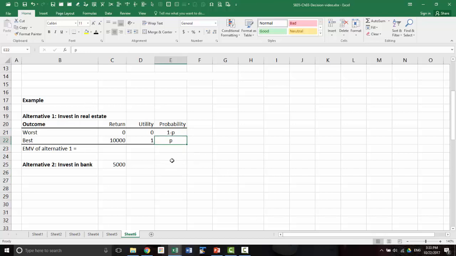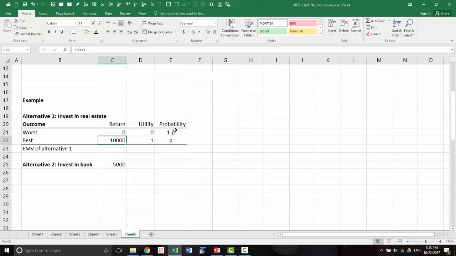Suppose this probability is 0, which means you're never going to make $10,000, you're always going to make 0. Then of course you're going to prefer $5,000. You take that money and you would not bother to take this gamble. On the other hand, if this is 1, then you will always choose the gamble. You will not put the money in the bank. So you will always choose that.